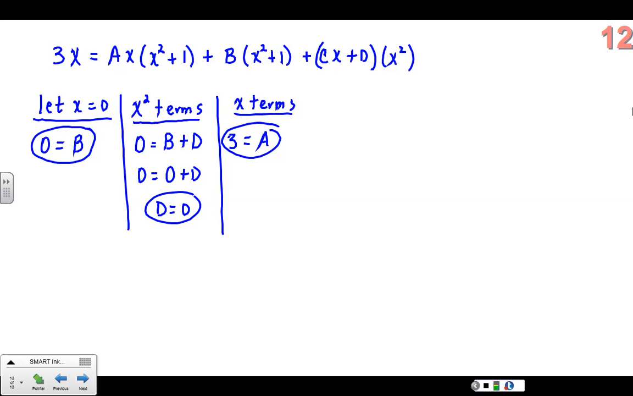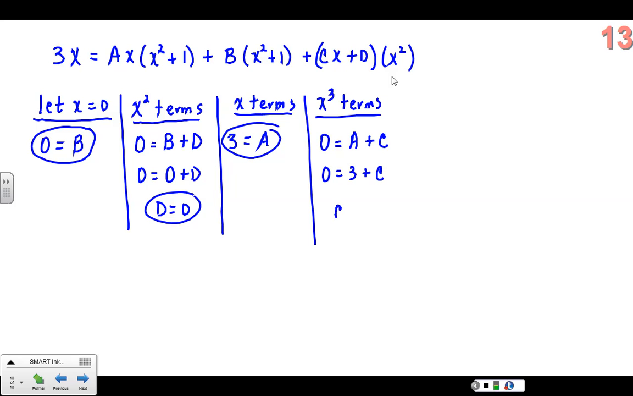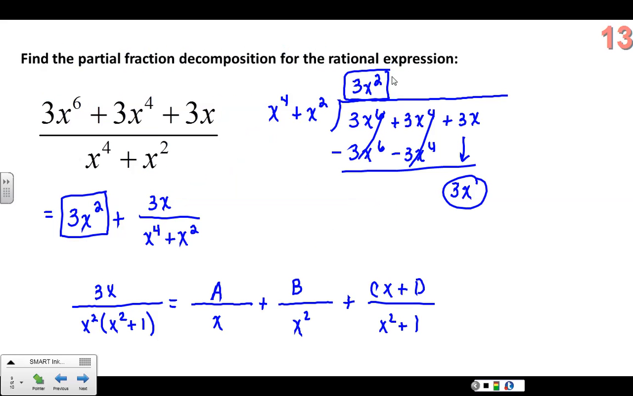So let's use cube terms. x cubed. And since we don't have any on the left side, 0 equals A, because we would get an Ax cubed. Ax, let's say no cubes here. Cx cubed, so plus C. So 0 equals 3 plus C, so C must equal negative 3. So the only coefficients we were able to even solve for were A and C. So going back to our setup, A is 3, C is negative 3.